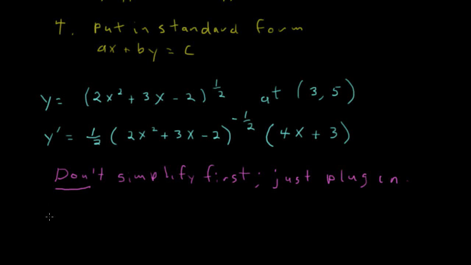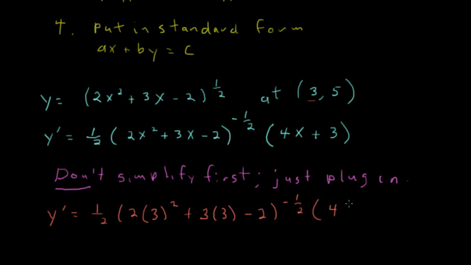We'll rewrite our derivative, and every time we see an x, we'll replace that x with 3. So 1/2, 2, and then there's an x, so let's replace that with 3. We're going to square that, plus 3 times our value for x, which is 3, minus 2, and we'll raise that to the negative 1/2 power, and then that's times 4 times 3, plugging in again for x, plus 3.